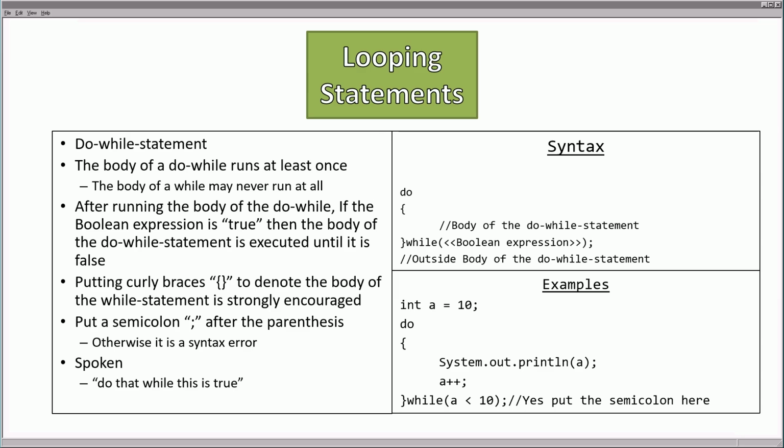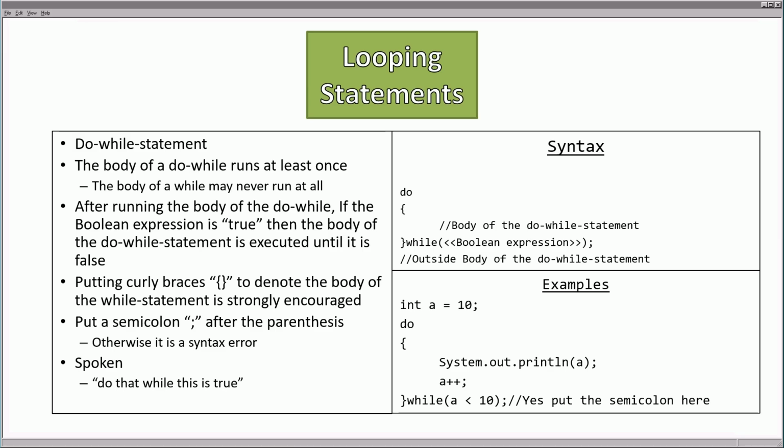There's an alternate version of a while loop called a do-while loop. Now, unlike a while loop, the body of a do-while runs at least once, and then may not run again. After running the body of the do-while loop, if the Boolean expression is true, then the body of the do-while loop is executed until it's false. Now, just like all of the other statements, putting those curly braces is a good idea. That way you know exactly where the body of the loop is.